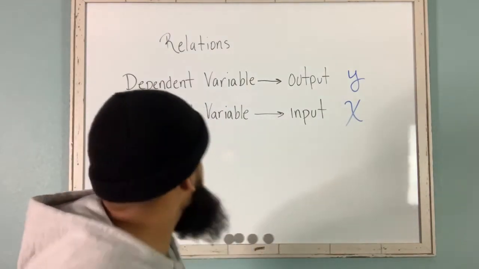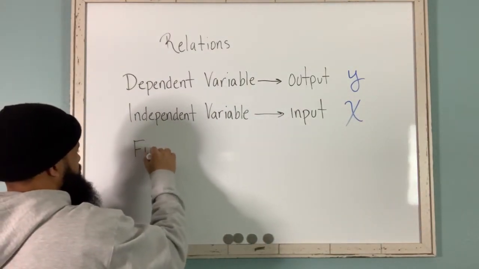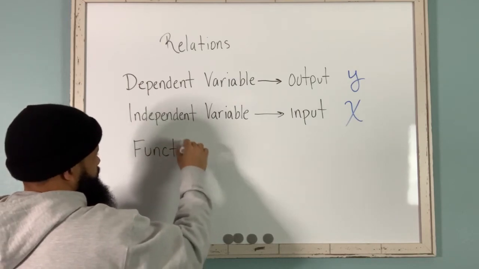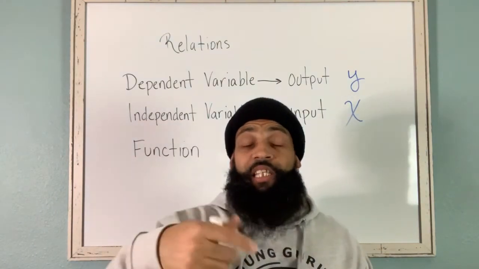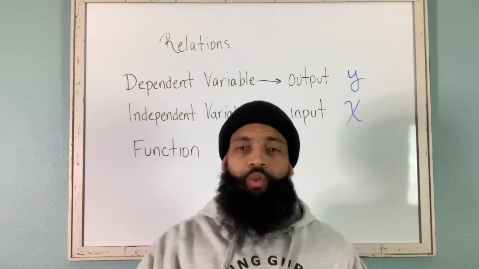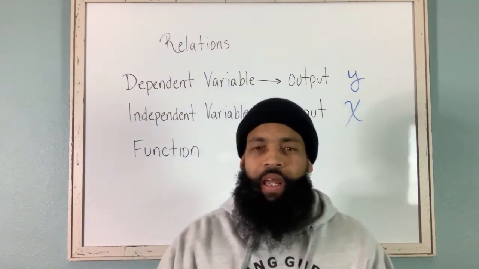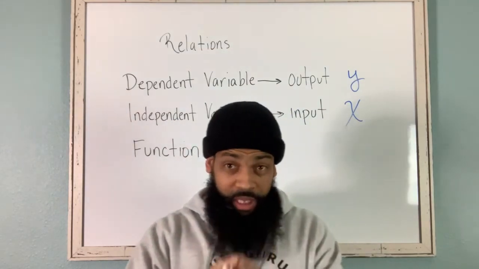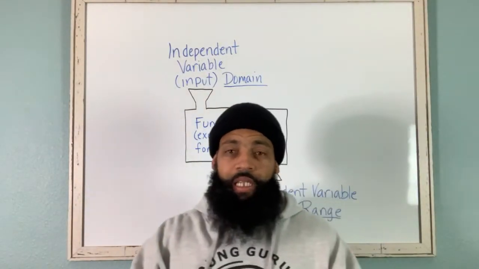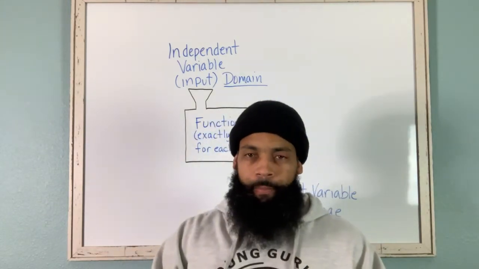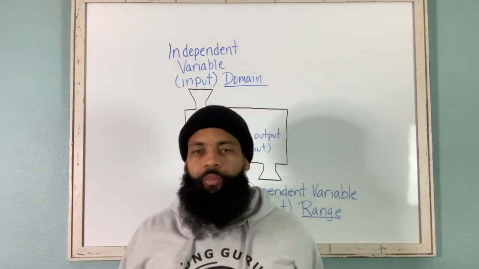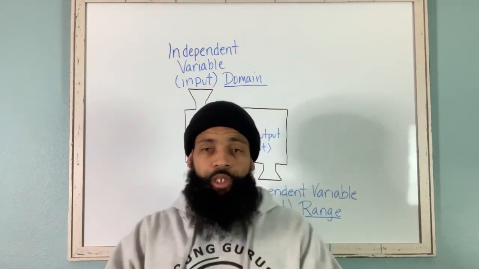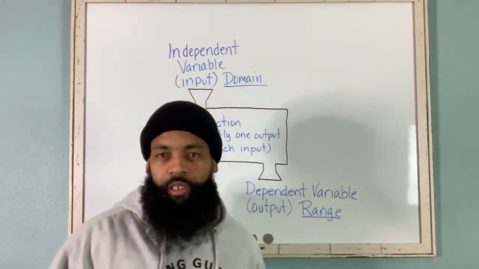A function is when each independent value is assigned to exactly one dependent value, or every X value is assigned to specifically one Y value. Now, to show you this in a diagram format, many times we use what's called a function machine, right? And it's just a method of teaching this particular concept, right? So a function machine looks like this, right?